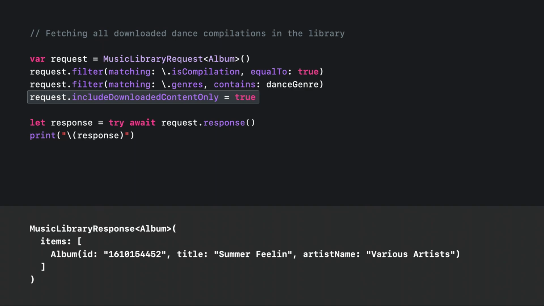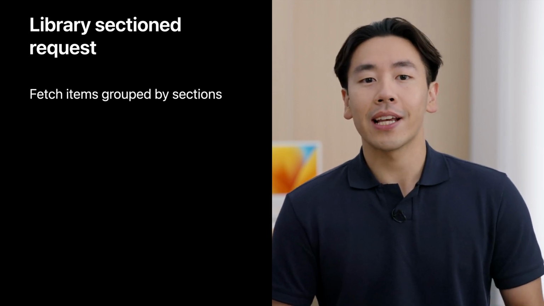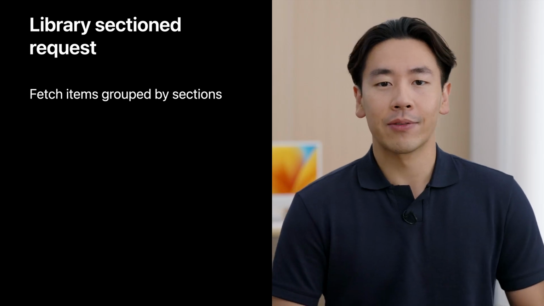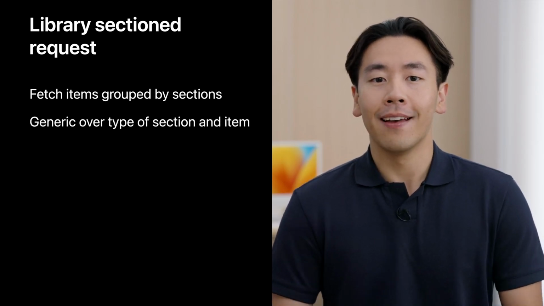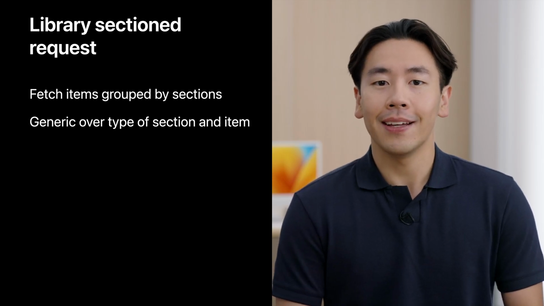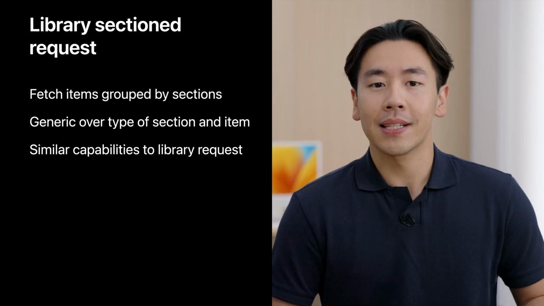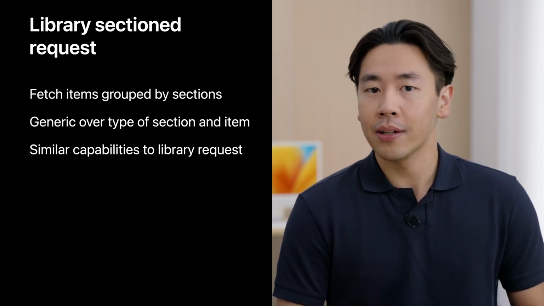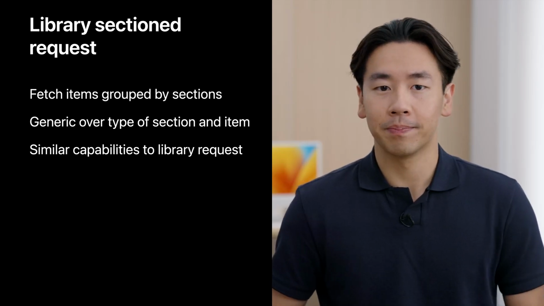But MusicKit offers even more options to fetch data from the user's library. Meet the library section request. The section request is able to fetch items grouped by sections. As a result, the section request takes in two distinct generic parameters. The first representing the section type, and the second the item type. The library section request supports the same capabilities as the regular library request, such as a variety of filter and sort methods, which you can apply to either the sections or the items.